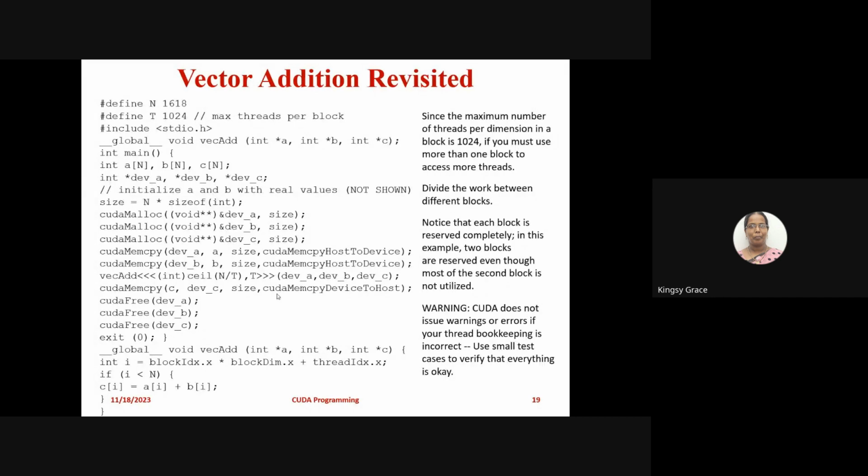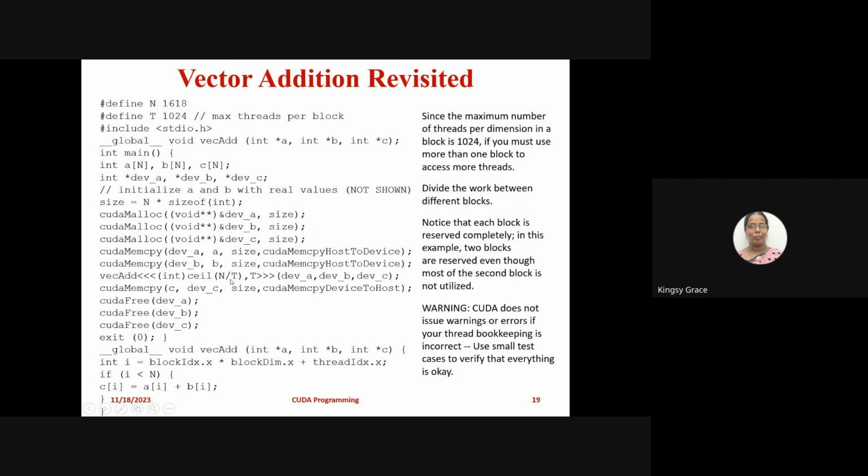If the execution time is less, you can choose that number of blocks and that number of threads for your problem. Here the n value is defined as 1618 and the T is defined as 1024. The number of threads in each block is defined as 1024. At the maximum, you can give 1024. That is a better way.